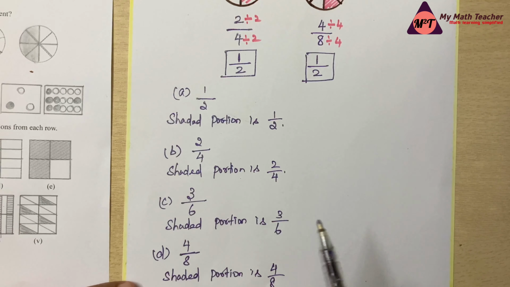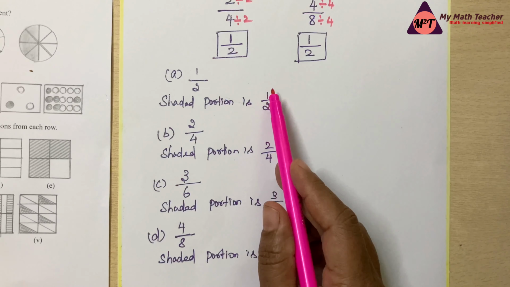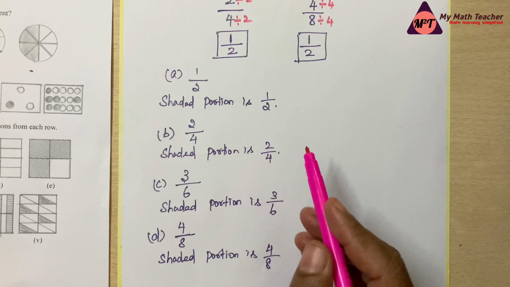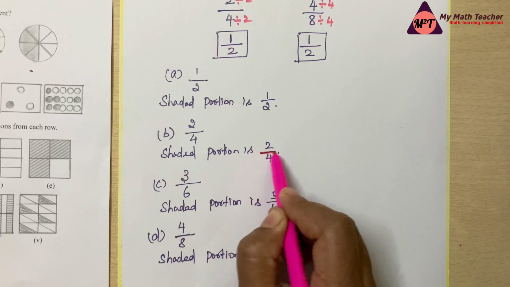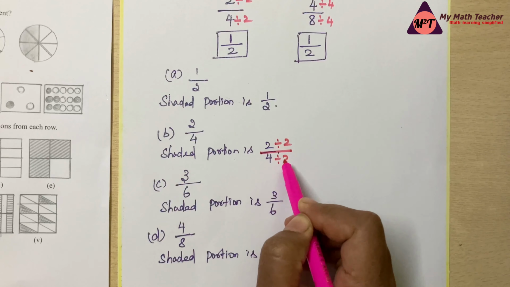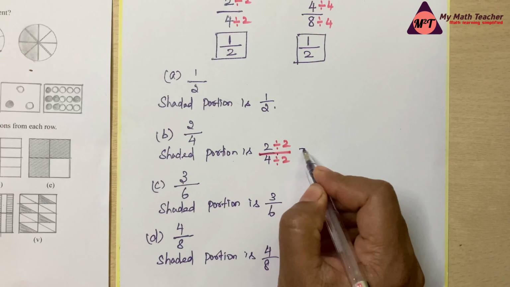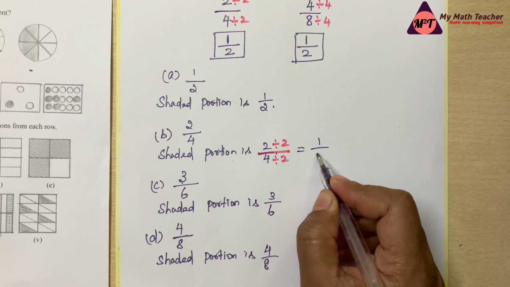Now these are the fractions which we have got from the diagram. Now let us find whether they are equivalent fractions or not. Here 1 by 2 is very much in the simplified form. Now I'll extend this: divide by 2 and divide by the same number. Now what will be the answer? 2 divided by 2 is 1. 4 divided by 2 is 2.